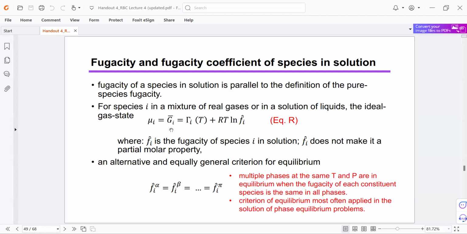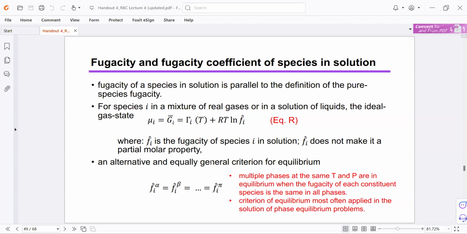So in parallel, if we're talking about the partial molar Gibbs free energy, which is the chemical potential, we now put a bar sign here, and this time the fugacity is represented by the f_i hat, where f_i hat is the fugacity of species in solution. It does not make it a partial molar property, but the hat here just means that the species is in solution, not as a pure species. Okay?